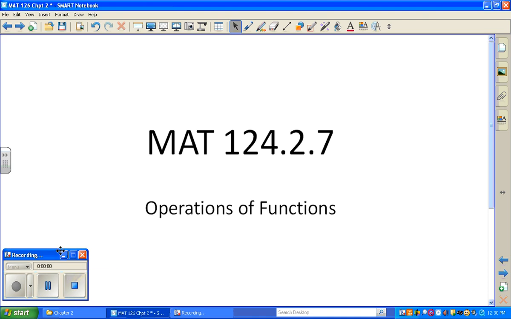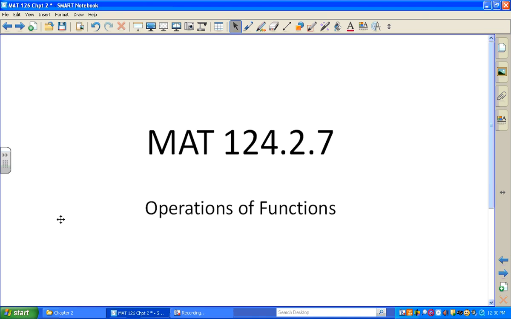Last section of this chapter is operations of functions. Oh, by the way, if you want to do any review exercises, I did post the student solutions for review exercises on the web. So if you want to practice, say, graphing a piecewise function, there's some examples you can do. Anyway, does anybody know ahead of time what type of operations you can do with functions?